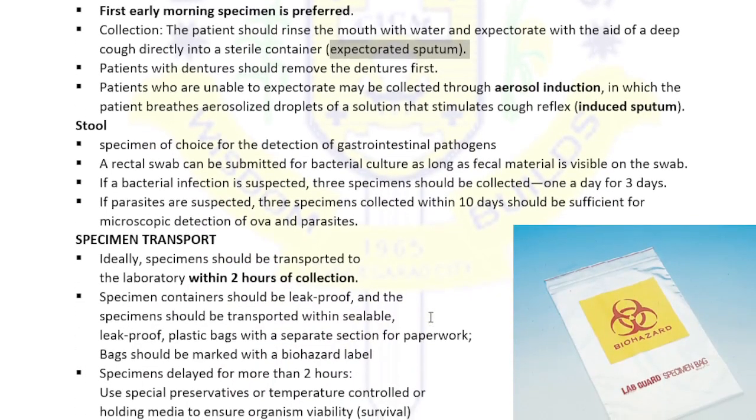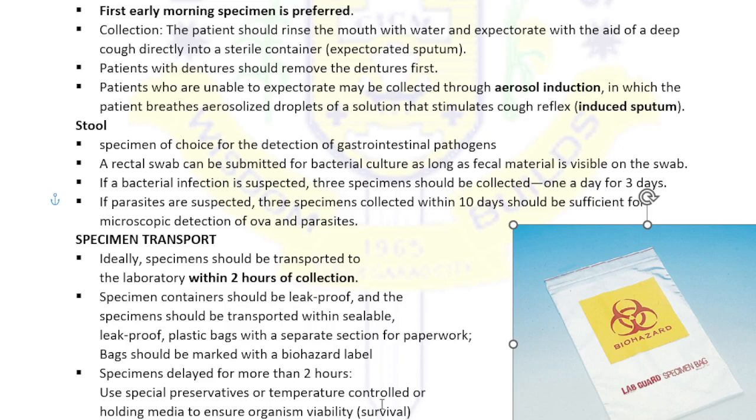Okay? So, specimen transport. Ideally, the specimen must be present in the lab within 2 hours. Take note also of this one. The container should be leak-proof. Okay? Sealable. And it is placed in a plastic bag. So, it should also have the biohazard bag symbol, the one with the 3 arrows. Okay? So, specimens delayed more than 2 hours should be preserved. Okay? This needs special preservative or temperature controlled or holding media to ensure organism viability or survival.